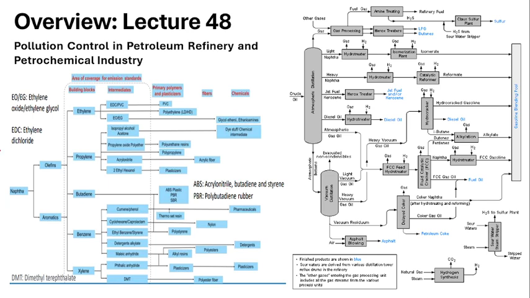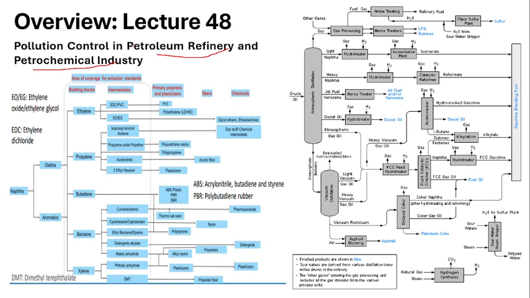So now coming to lecture 48, this deals with the petroleum refinery and petrochemical industry. What is the difference between the petroleum refinery and the petrochemical industry? Petroleum-based products are formed in the petroleum refinery, and from the petroleum-based products we form some chemical products. That is the petrochemical industry. So we will look in detail at the petroleum refinery first.